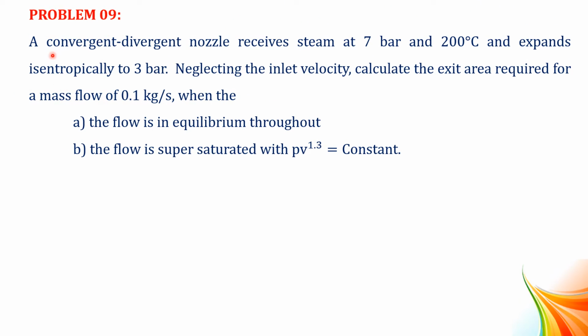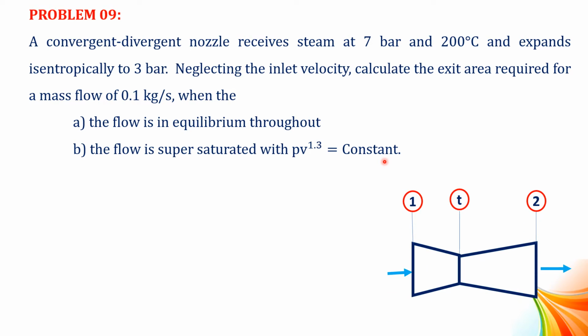Problem 9. A convergent divergent nozzle receives steam at 7 bar and 200 degrees centigrade and expands isentropically to 3 bar. Neglecting the inlet velocity, calculate the exit area required for a mass flow of 0.1 kg per second, when the flow is in equilibrium throughout, and when the flow is supersaturated with PV power 1.3 equal to constant.